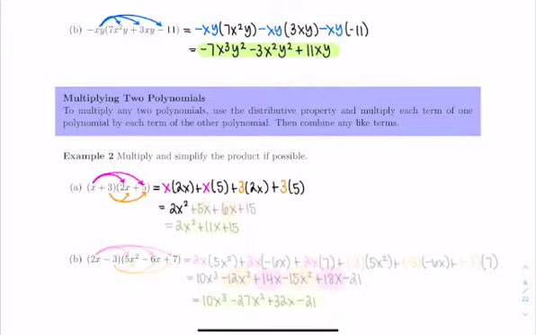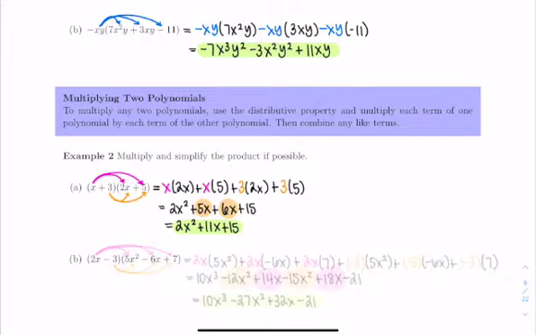X times 2x gives me 2x squared. We've got 5x plus 6x plus 15. And we have like terms in the middle that we can combine together. And so we get 2x squared plus 11x plus 15. Let's go ahead and try the second one. So we have a binomial times a trinomial. This is going to work the exact same way.